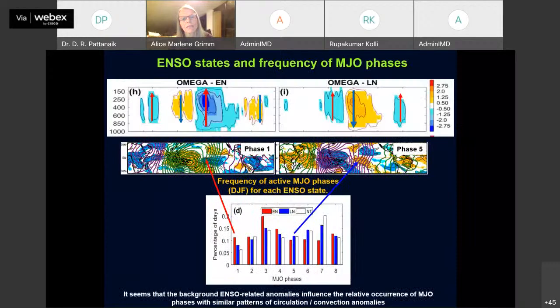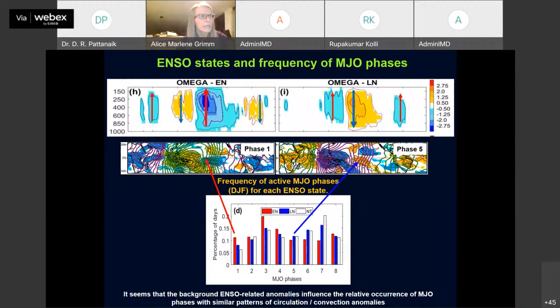So now let's see what ENSO changes in MJO. Let's start with the ENSO influence on the frequency of MJO phases. So here we have the relative frequency of MJO phases during El Niño, La Niña, and neutral years.